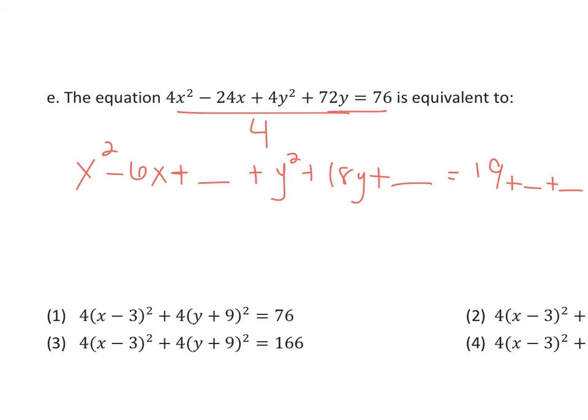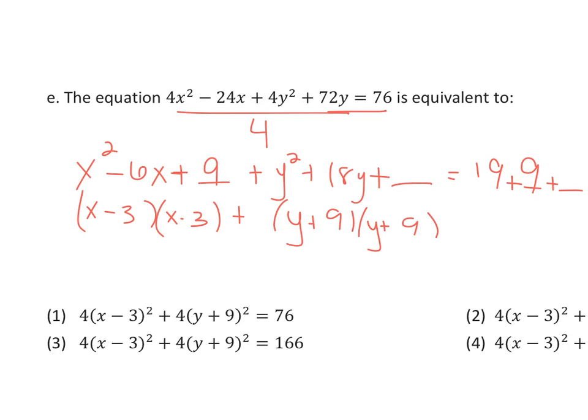Plus blank. So you're going to find a perfect square that would make negative 6, which would be negative 3 and negative 3, so that'll be 9, so put a 9 here. What would add to 18? Well, that would be 9 and 9, so 9 squared is 81, because 9 times 9, and then 81 would be here. So you're going to get x minus 3 all squared, plus y plus 9 all squared, and then 19 plus 9 plus 81 is 109.